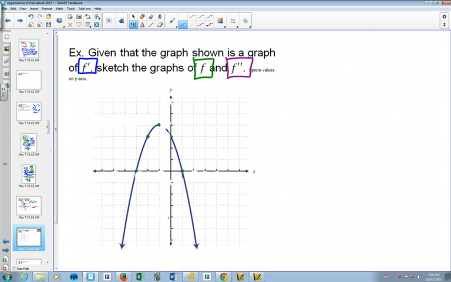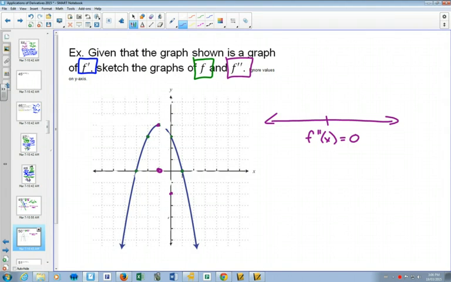Okay? If we were dealing with this, in fact, the purple one would be exactly the same as what we had in our last one. We would say, well, I know that there is some value right here where f prime of x, in this case would be f double prime of x, is equal to 0. And because of that, I would have an x-intercept there.